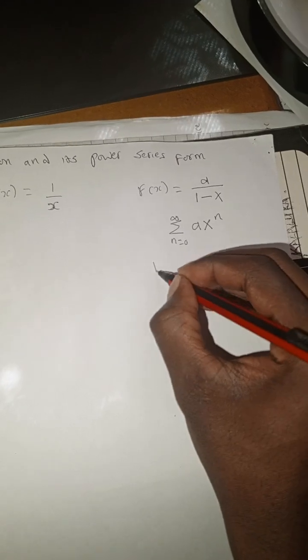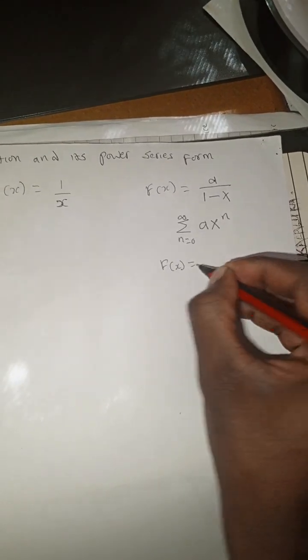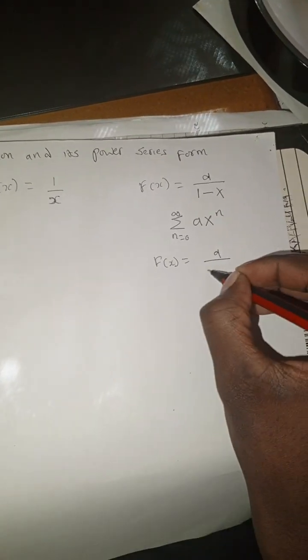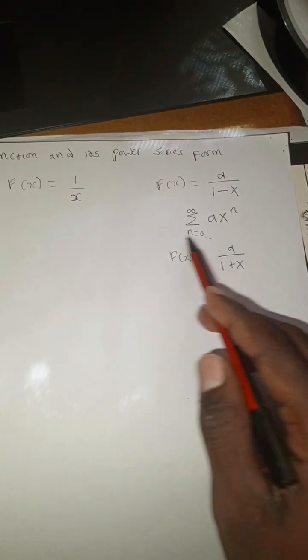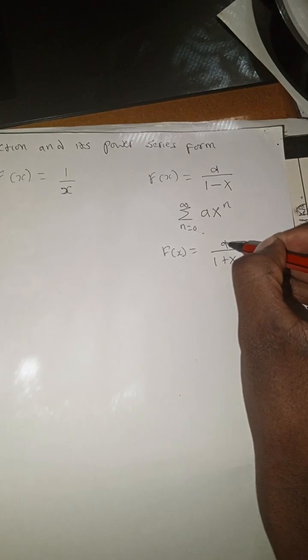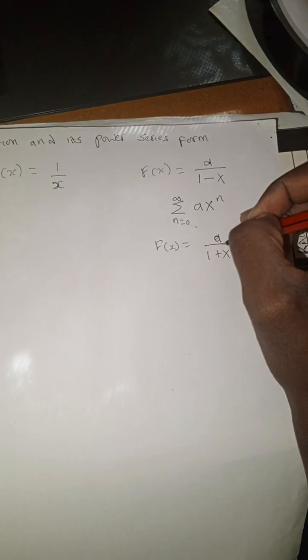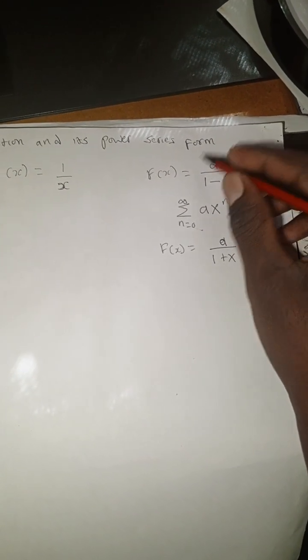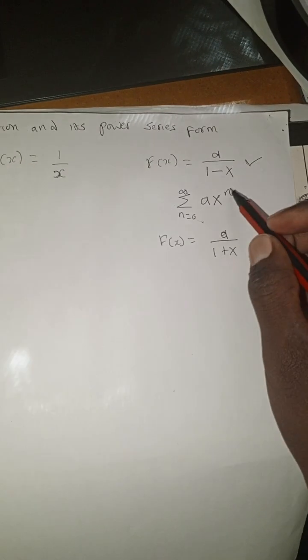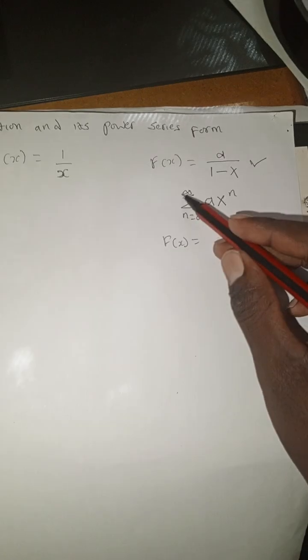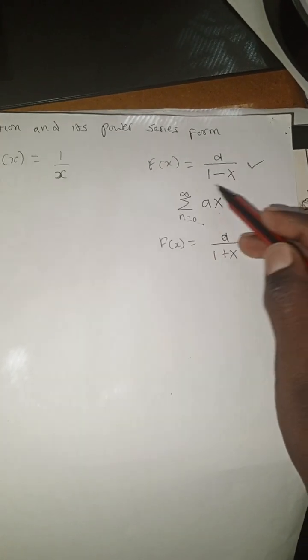Let's say you are given a function f of x equal to a over 1 plus x. Now this function has a plus, but the form that we need to put the function in is that form. This is the form we are following. For you to write it into this power series form, you have to put it first into that form.